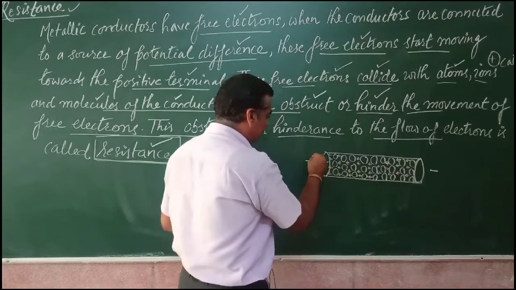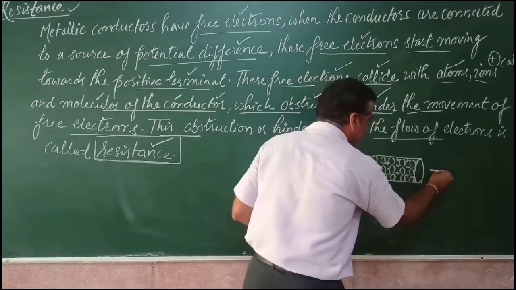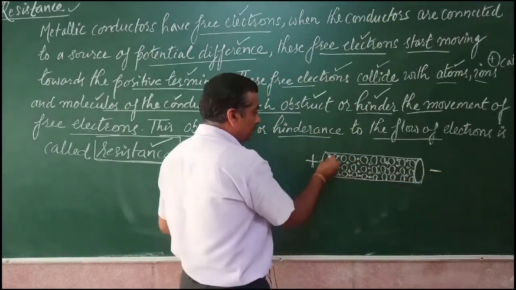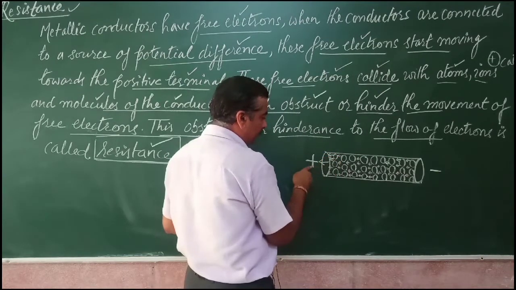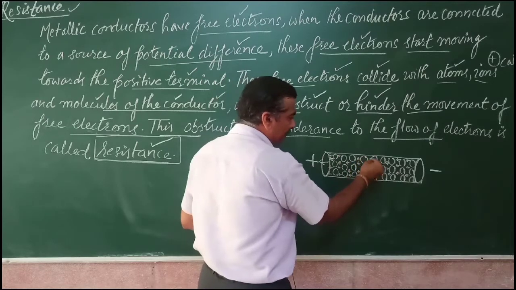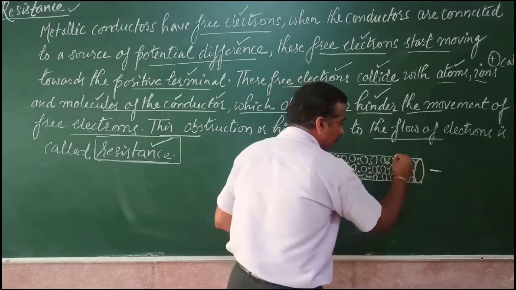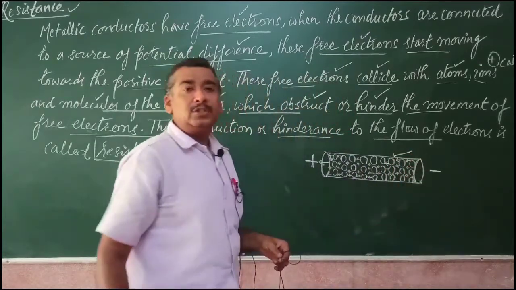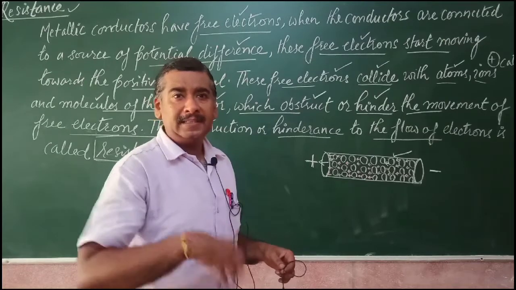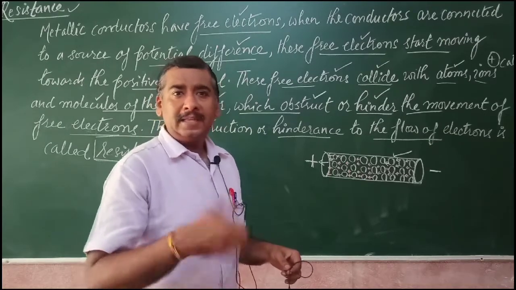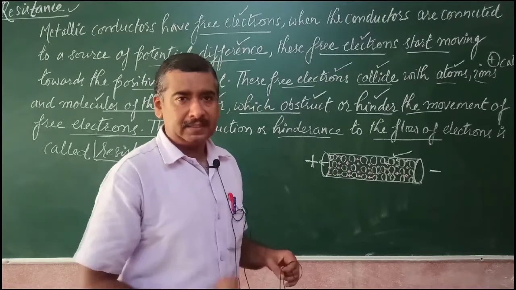Now I have connected it to a source of potential difference. This is the positively charged end and this is the negatively charged end of the conductor. So what is happening? These free electrons are moving towards the positive terminal, but on their way there are atoms, ions and molecules of this conductor which obstruct the flow of free electrons towards the positive terminal, and this obstruction or hindrance to the flow of free electrons is known as resistance. Thank you.